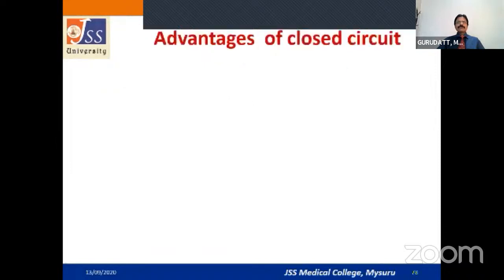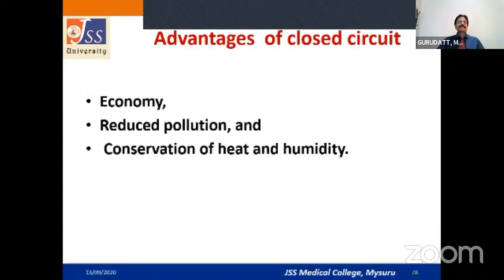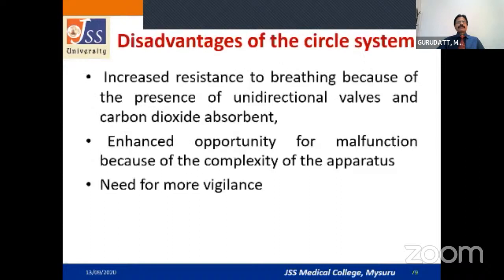So what are the advantages of closed circuit? One is economy, reduced pollution, and conservation of heat and humidity. The most important advantage is that we can definitely go for low flows with these. The disadvantages are that, because multiple components are there, they can produce some amount of resistance. These multiple components can malfunction, and there can be quite a few problems because of this complexity, and it requires quite a bit of continuous vigilance. So these are some of the disadvantages.